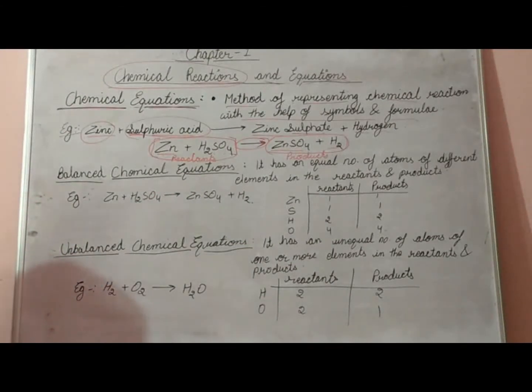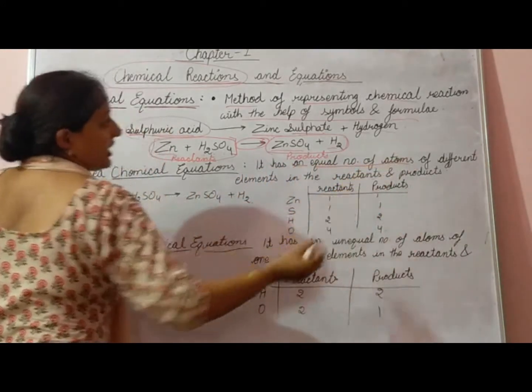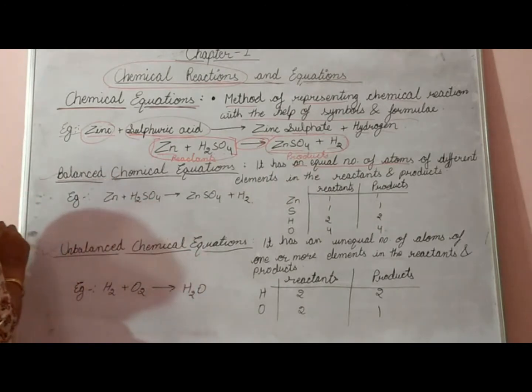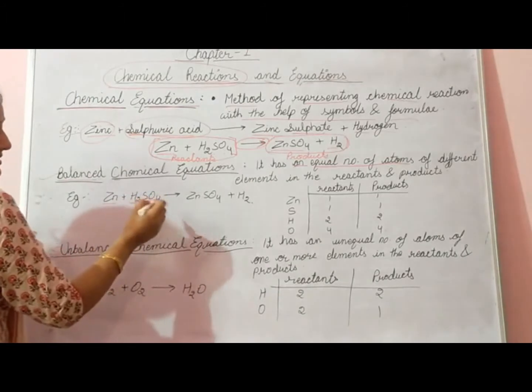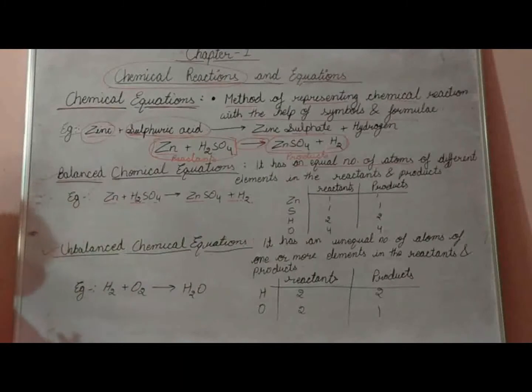Next, we can have two types of chemical equations. One is the balanced chemical equation and the other one is the unbalanced chemical equation. First of all, let's talk about the balanced chemical equation. It is a type of equation which has an equal number of atoms of different elements in the reactants and products. That means in the case of balanced chemical equations, the number of atoms of the reacting substances and the number of atoms at the side of the products will be the same.